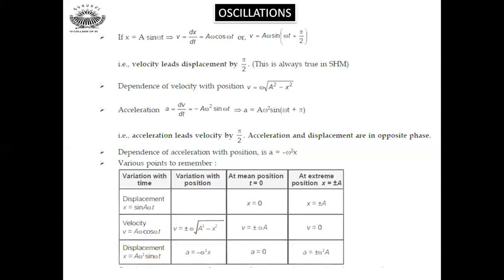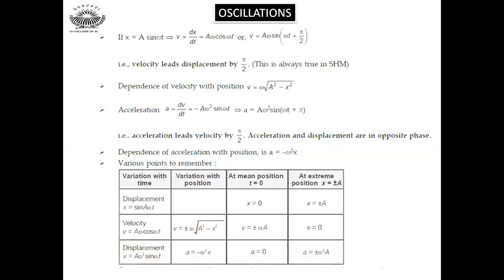Now, the dependence of velocity on position. What will be the case at the mean and extreme positions? We will learn from this equation. In terms of displacement x, the velocity v can be written as omega into root of a square minus x square. Acceleration is given by a equals dv by dt, so a equals minus a omega square sin omega t, or a equals a omega square sin omega t plus phi. Acceleration leads velocity by an angle of pi by 2 and displacement by an angle of pi, so acceleration and displacement are in opposite phase.